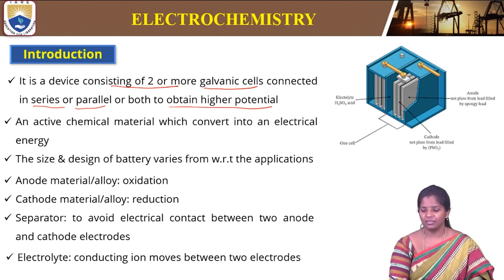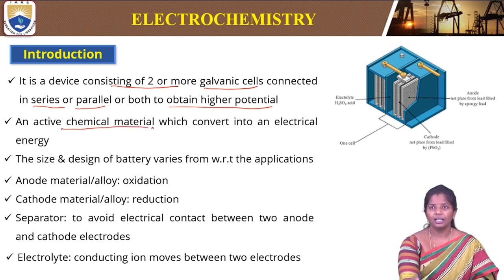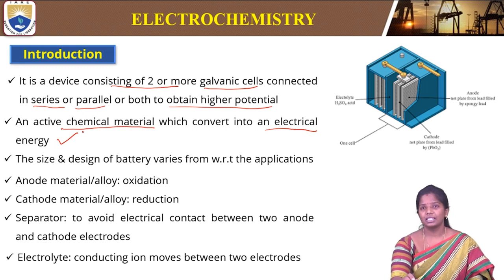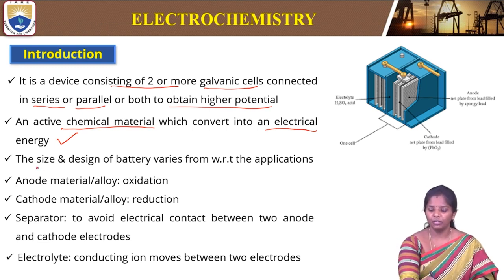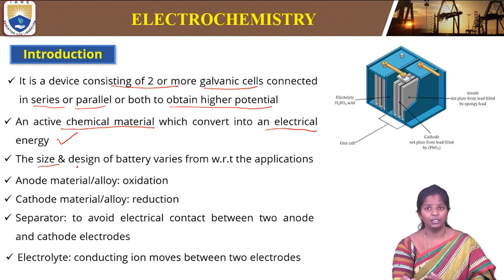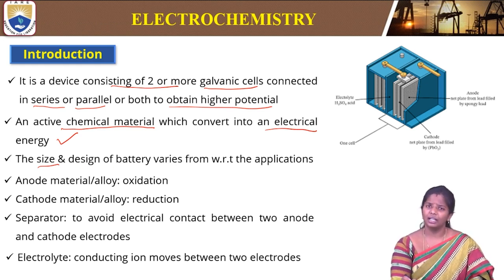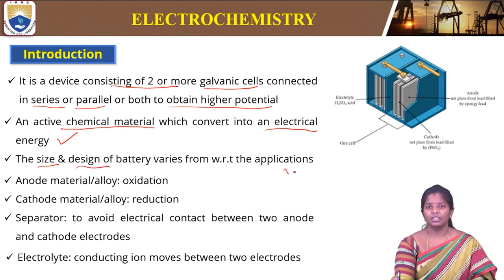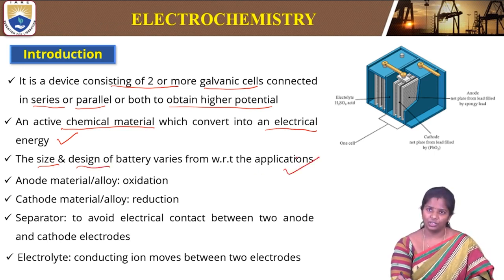So what does this battery contain? This battery contains a chemical material. This chemical material will convert into electrical energy. This electrical energy is used for the applications. Depending on the device and the applications, there are different devices with different sizes and designs for respective applications.